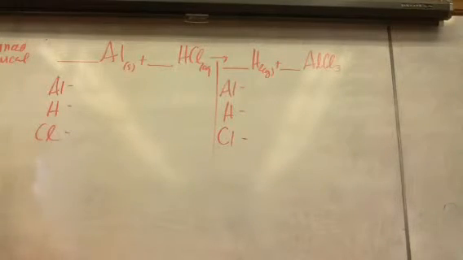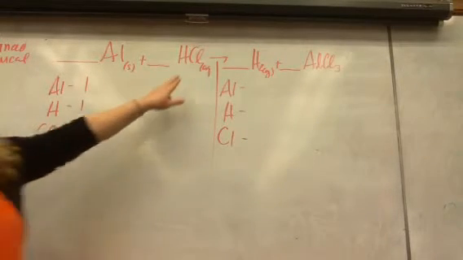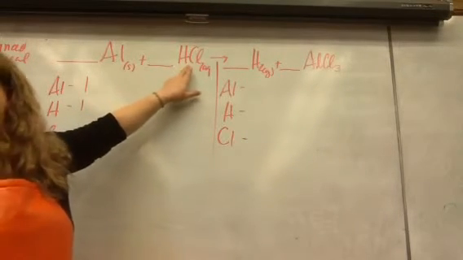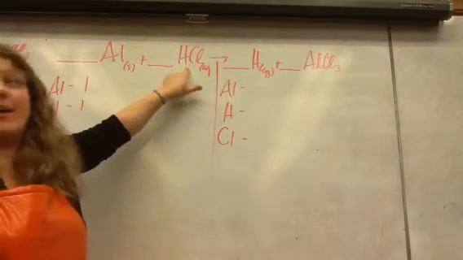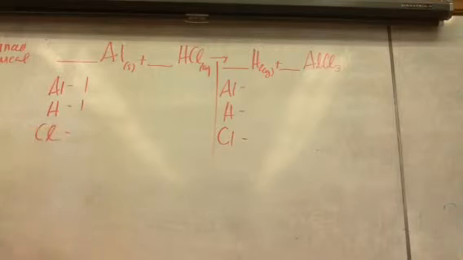So how many, and this could be atoms, this could be moles. How many moles of aluminum do I have? Hold up fingers. 1. You guys, all but 2 of you are really bad at following instructions. Okay, how many moles of hydrogen do I have? 1. How do you know that? Okay, because there's no subscript behind the hydrogen. So in 1 mole of hydrochloric acid, I have 1 mole of hydrogen atoms. Good question. How many moles of chlorine do I have?